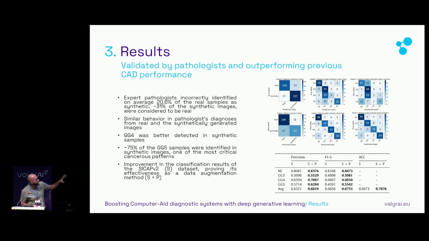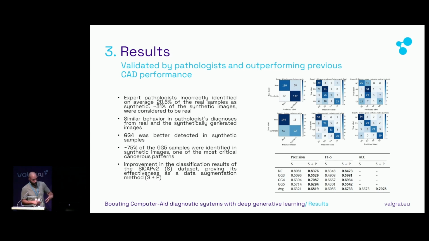After evaluating our approach with clinical experts, we found that the clinicians incorrectly identify, on average, more or less 20% of the real samples as synthetic, and 30% of the synthetic images were considered to be real. Additionally, we found that there exists a similar behavior in pathologists' diagnoses from real and synthetic generated images. This confirmed that the generated images coming from all the different grades are very, very promising.